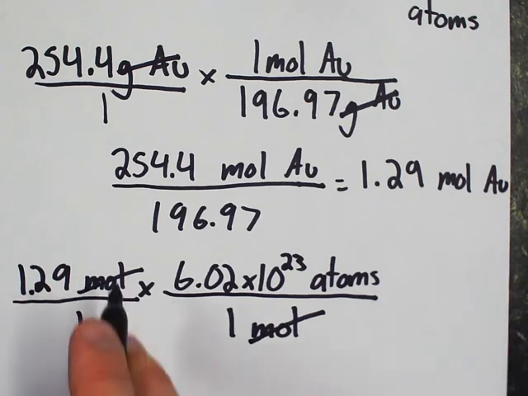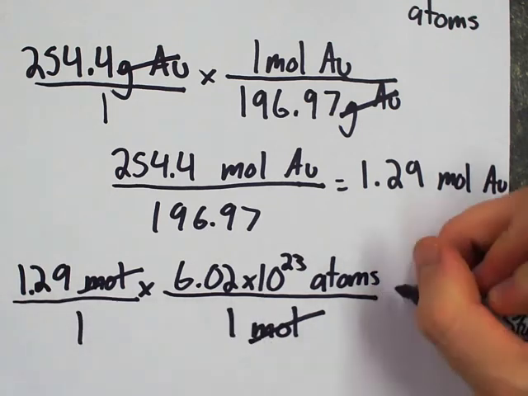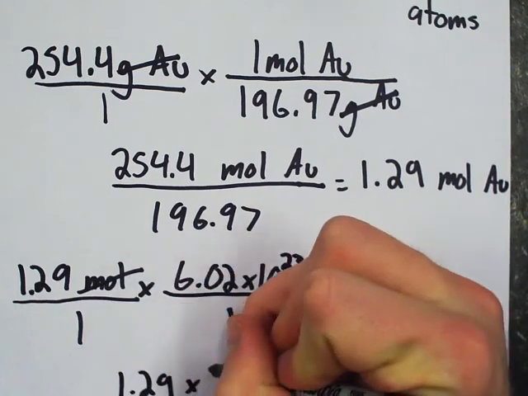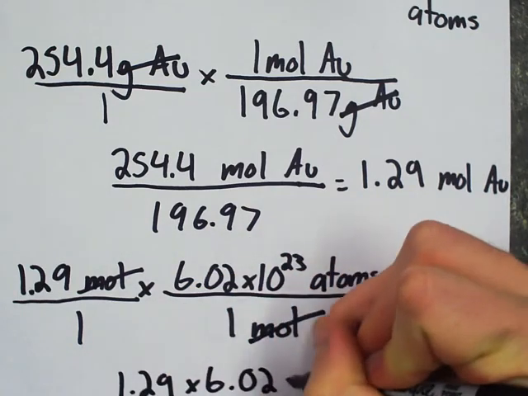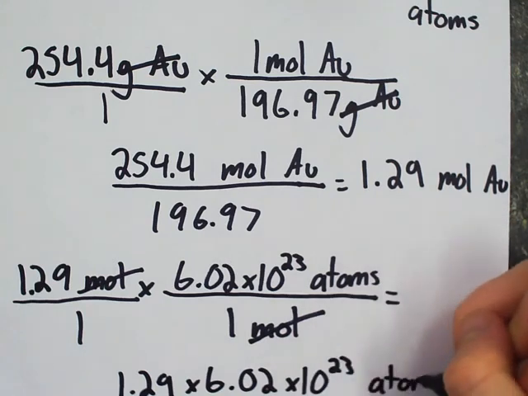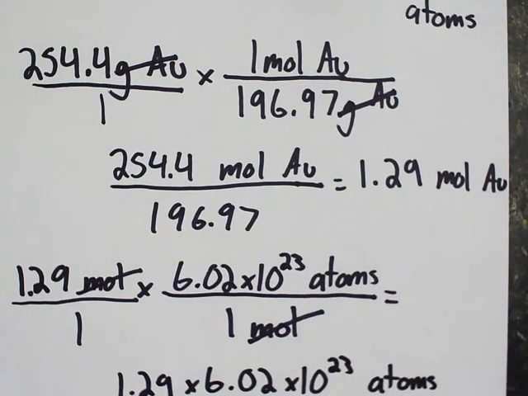If something is just over 1, I can leave it out. I'm only working with the numerator right now, so I can just multiply straight across. 1.29 times 6.02 times 10 to the 23 atoms.